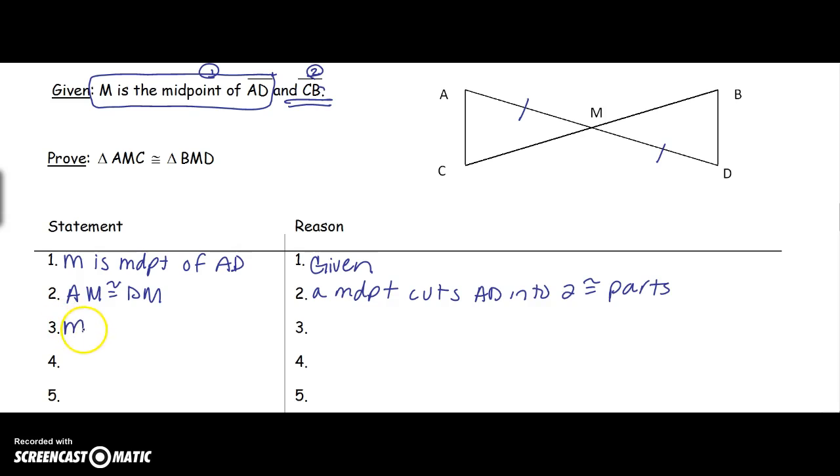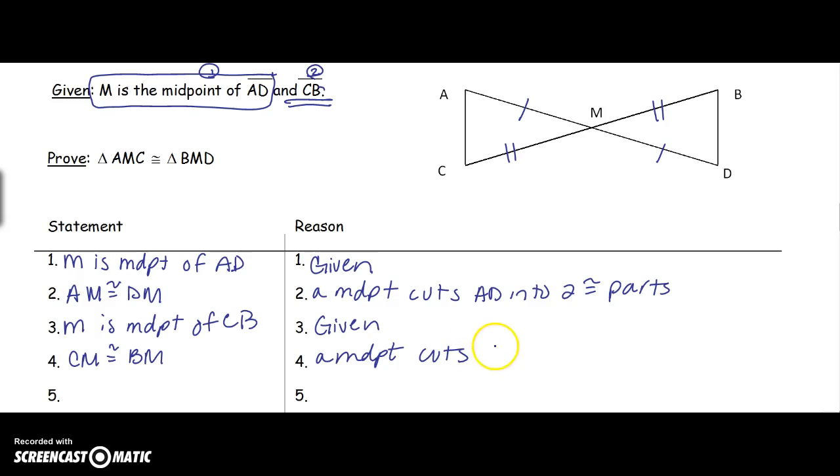The other given says that M is the midpoint of CB. And the reason you know that is it's given as well. So you find CB and you show that M is the midpoint. So here you can say CM is congruent to BM. And the reason behind that is a midpoint cuts CB into two congruent parts. Now we're out of givens. We used both of those.